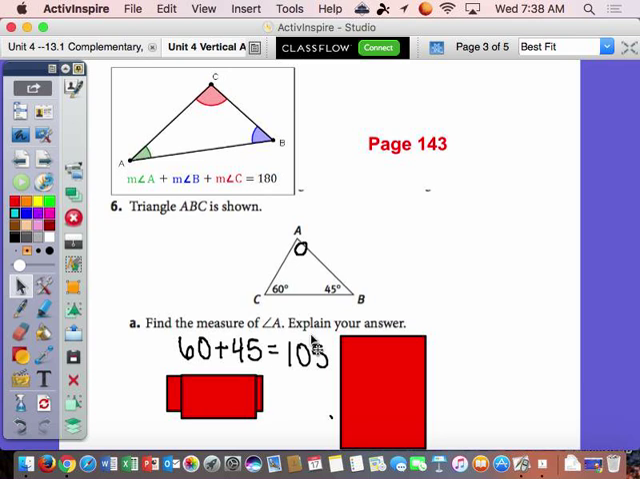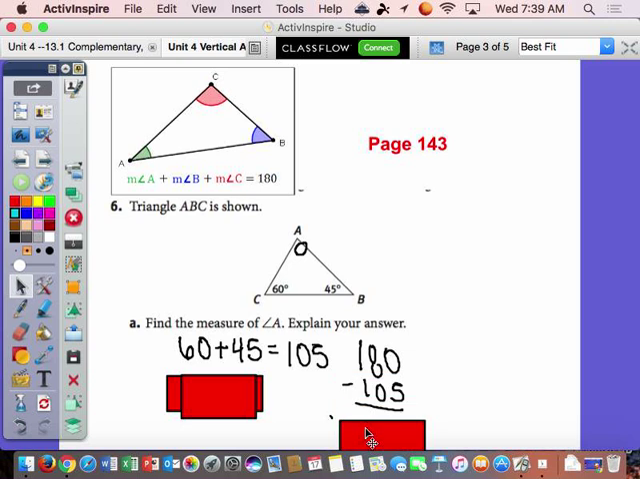105. What do the 3 angles add up again to? 180. So if I start with 180, what do you think you would do with that 105? Subtract it. And when you do that, what do you get? 75. Okay? We just added 60 degrees, 45 degrees, and got 105. Start with 180, the total triangle, take away what we know, equals 75.